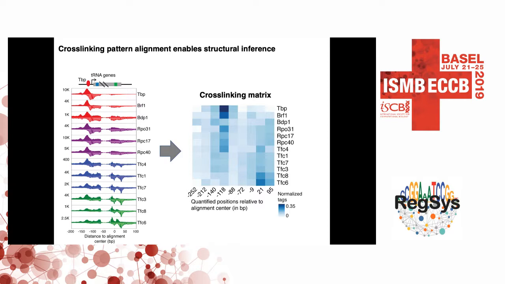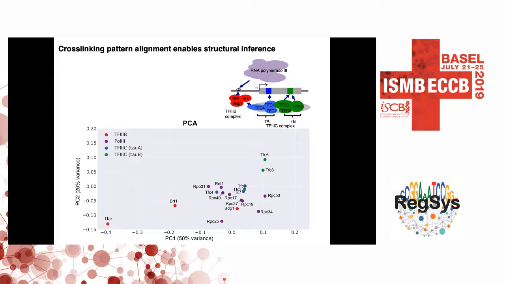And we think this cross-linking matrix can tell us something about the structural organization of the components within the complex. For example, we haven't really done hugely complicated things with this yet, but if we just apply a very simple dimensionality reduction like PCA, we start recapitulating some of the known organization of the subcomplexes within this regulatory conglomerate, I guess. So for example, the TFIIIB are located up here, TFIIIC subcomponents are over here, and POL3 is spread between them.